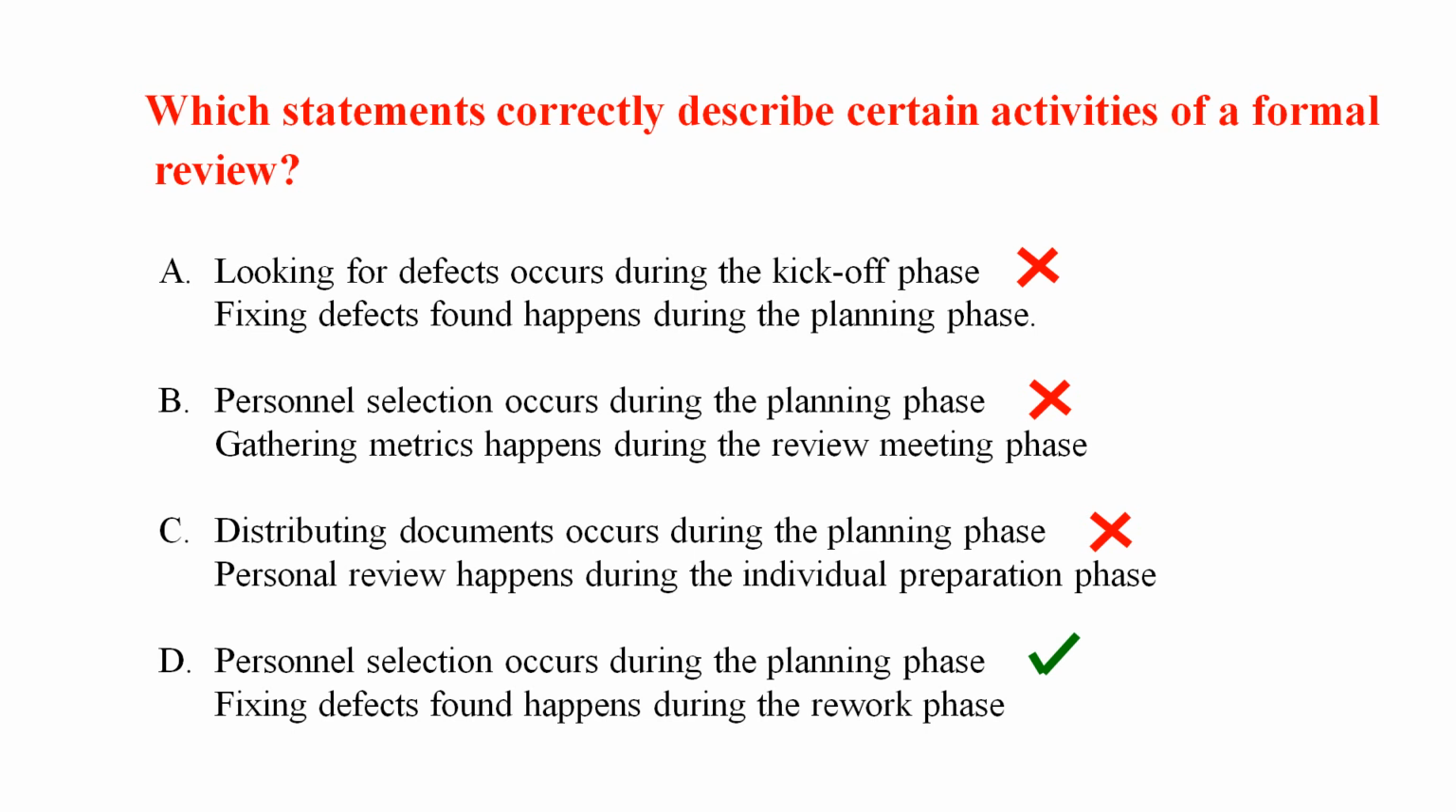First we will discuss option D. Personnel selection occurs during the planning phase. Fixing defects found happens during the rework phase. That means during the planning phase of the review, they will identify and select the persons who are supposed to review the documents. During the review process, the review team will find the defects and report them.